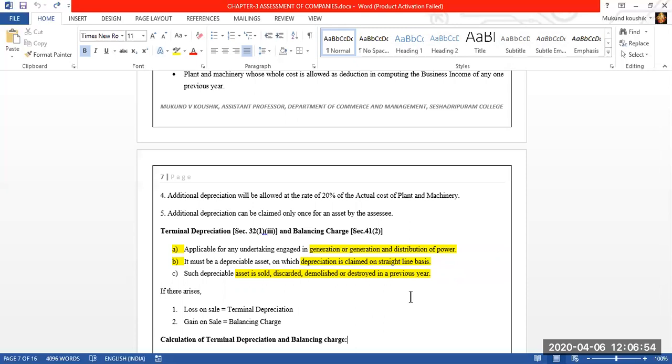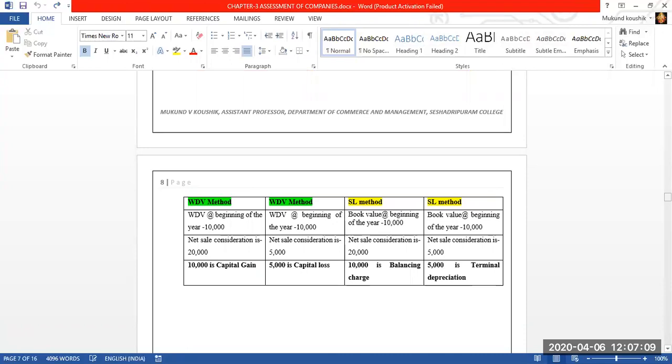Now, terminal depreciation is nothing but the terminal value of an asset when the asset is sold or discarded. To explain the concept of terminal depreciation and balancing charge, I will use a simple example. Let us assume there are certain industries following the WDV method of depreciation, and there are certain industries like power generating units which use the straight line method of depreciation on their assets.